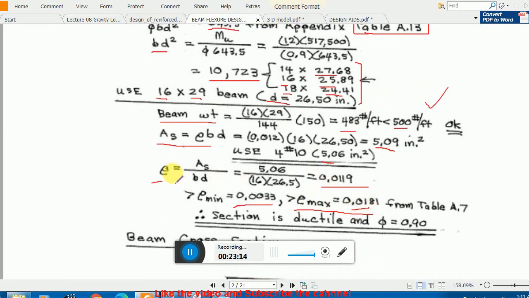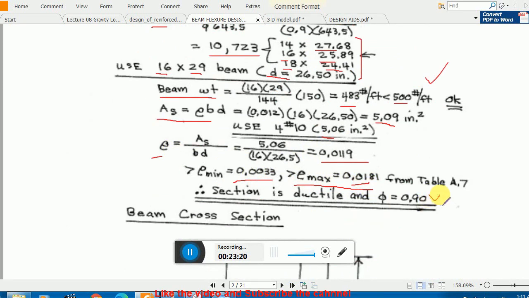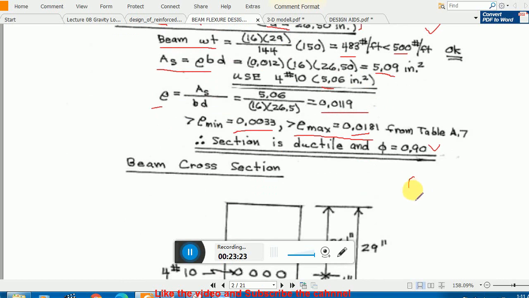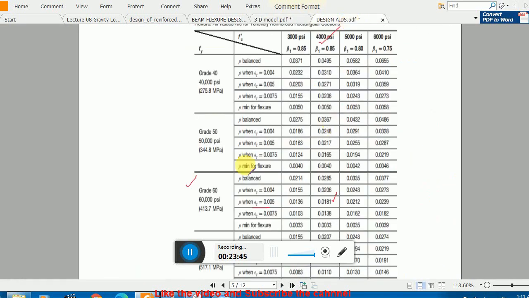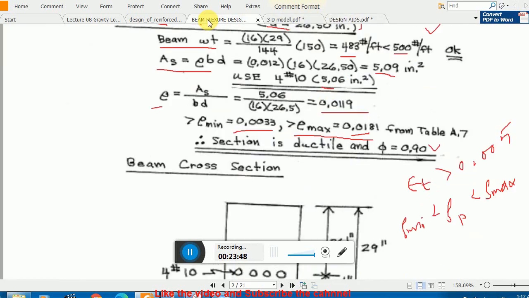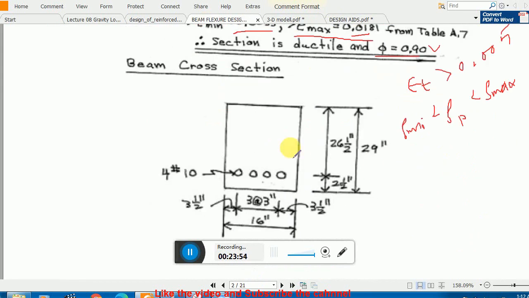So my calculated rho is greater than rho minimum but less than this one, so the ductility check is okay. My phi value will be 0.90. This means that my epsilon t value, if you calculate, must be greater than 0.005. If you satisfy the condition that your rho provided is greater than rho minimum and less than rho max, this is important, then your ductility check will be okay. In view of these tables, your ductility check will be okay and you will be allowed to use your phi value 0.90. And this is the section.